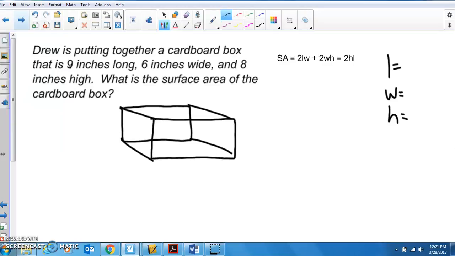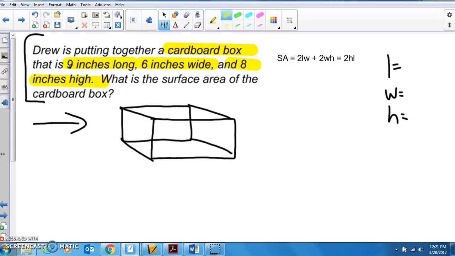It says here, Drew is putting together a cardboard box that is 9 inches long, 6 inches wide, and 8 inches high. So what I'm going to suggest you do is go ahead and copy down at least the measurements. And since it's a cardboard box, that means it's either a cube or a rectangular prism. Now, some problems you're going to have a written statement, such as this. Some problems you're going to have the shape given. If you don't have the shape drawn, you can always draw it.